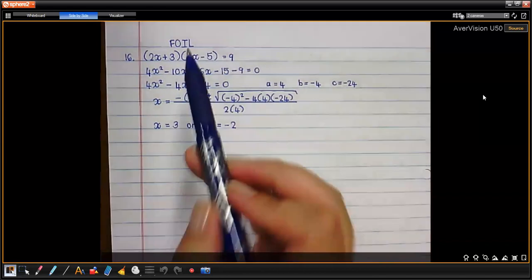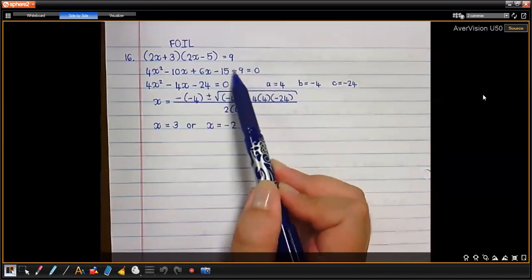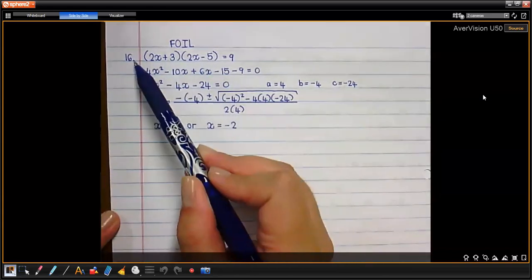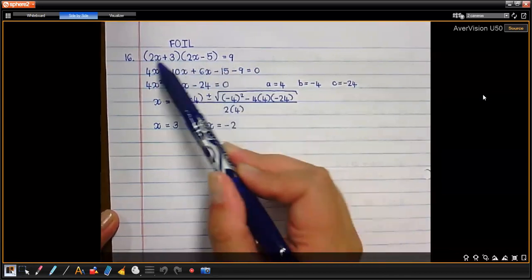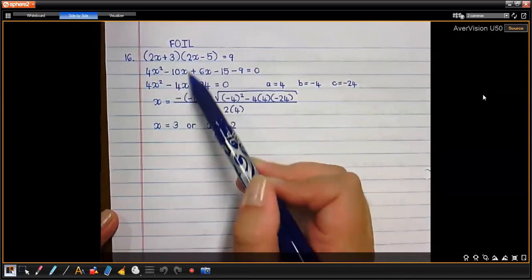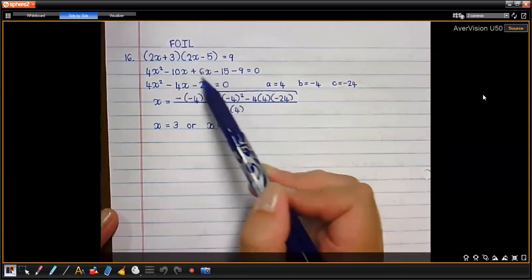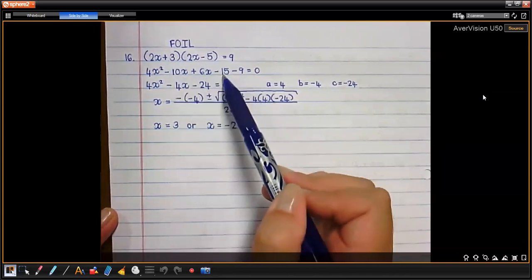I FOILed them out and then I got those 4 terms and then I also moved this 9 over to this side. So remember you have to have everything on the one side and 0 on the other side. So let's just go over that FOIL quickly. For FOIL we do first. So 2x times 2x is 4x squared. Then we do outers. 2x times negative 5 is negative 10x. Inners, 3 times 2x is plus 6x. And then last, 3 times negative 5 is negative 15.